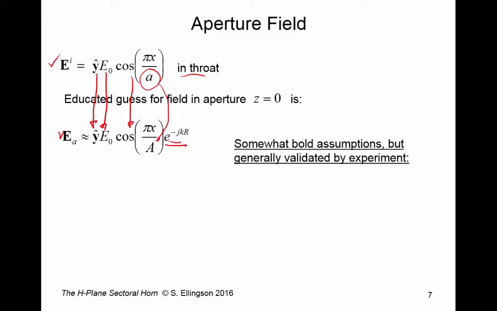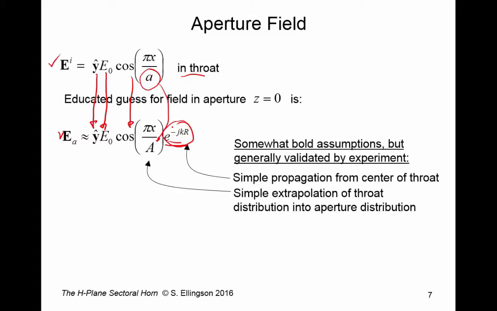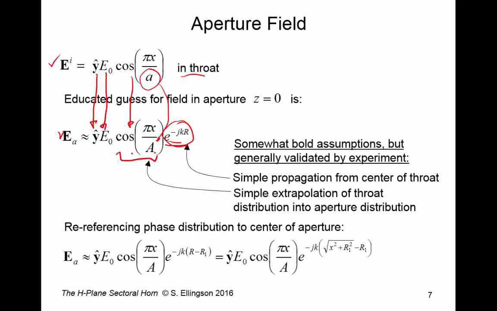Now this is a somewhat bold assumption, but it's generally validated by experiment. We find that this is a reasonable assumption, that is simple propagation from the center of the throat, and the somewhat stranger idea, simple extrapolation of the throat distribution into the aperture distribution, as indicated by this part of the expression, that turns out to be a pretty reasonable thing to do. Again, I wouldn't expect anyone to take that for granted if they're encountering this for the first time, but it holds up when we actually analyze these things more rigorously and also when we do measurements. So I'm asking you to accept this now, and I'll show you examples of how good it is later in the lecture.